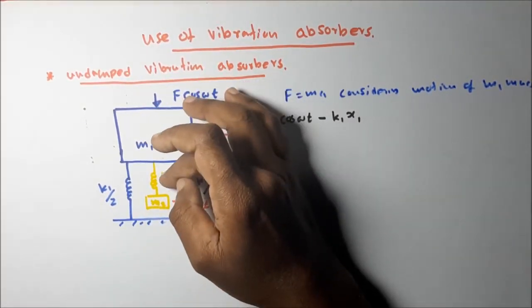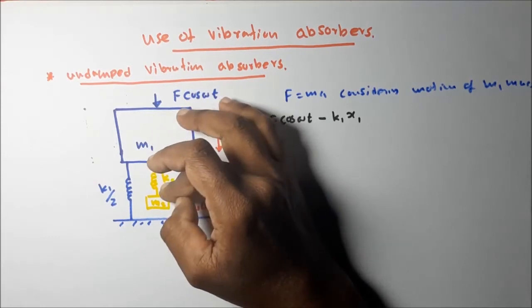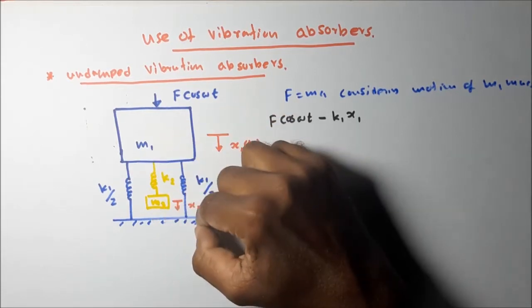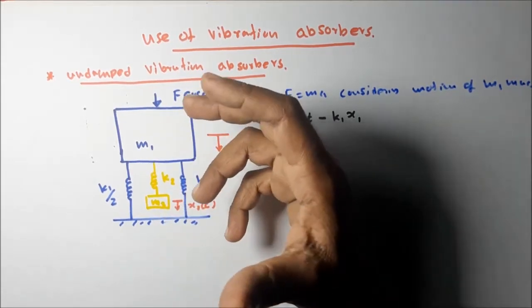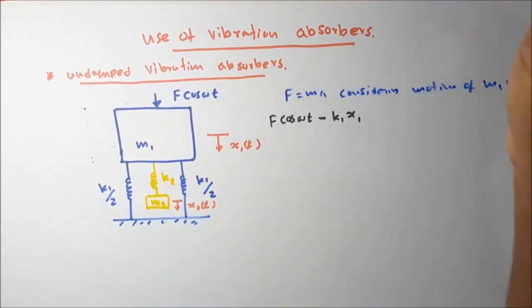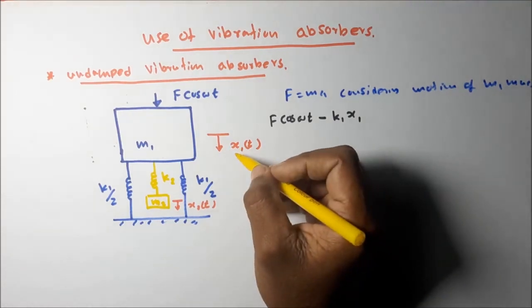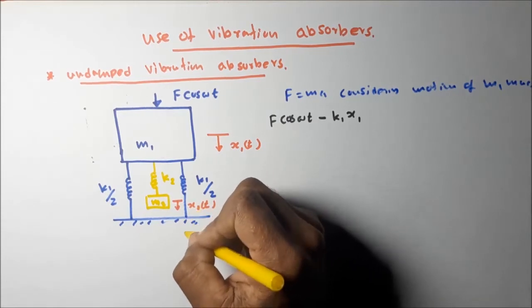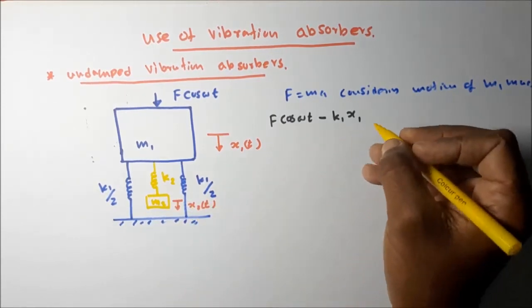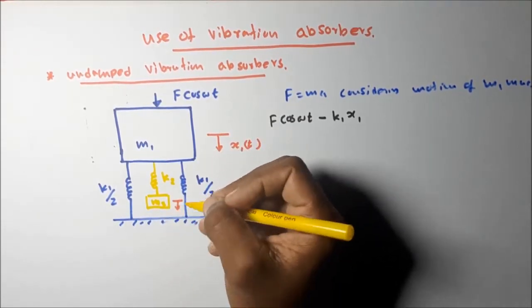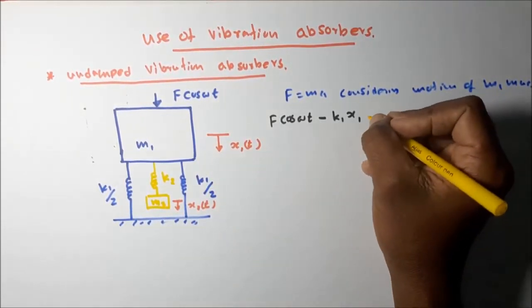This one also moving x1 distance, this one also moving x1 distance, at the same time this one moves x2 distance. So what is the total extension of the k2 spring? It is equal to x2 minus x1, the total extension of the k2 spring, because both the masses are moving, so we have to take the total resultant movement.